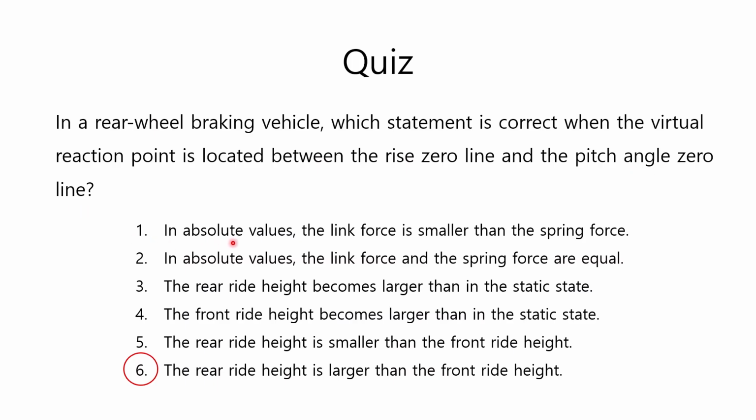First, in absolute values, the link force is larger than the spring force. Second, in absolute values, the link force and the spring force are not equal. Third, the rear ride height becomes smaller than in the static state. Fourth, the front ride height becomes smaller than in the static state. Fifth, the rear ride height is larger than the front ride height. Sixth, the rear ride height is larger than the front ride height. Therefore, the correct answer is number 6. The rear ride height is larger than the front ride height.